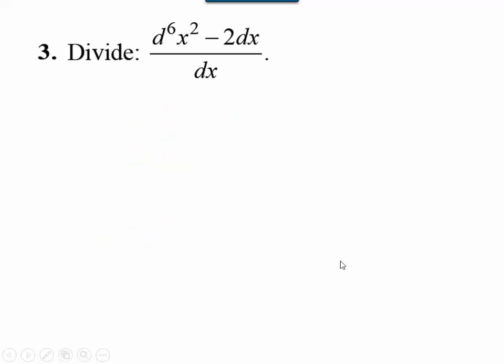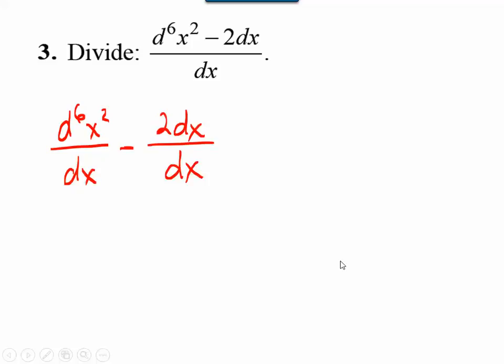Number 3 has 2 variables, the d and the x. So can you solve that one? I'll give you a hint. D to the 6x squared, we're going to divide that one by dx. 2dx divided by dx. Remember, if there's no exponent showing, there is still a little 1 there that we don't see. So d to the 6, d to the 1. So got to handle the d's first here. So that means d to the 5 power.